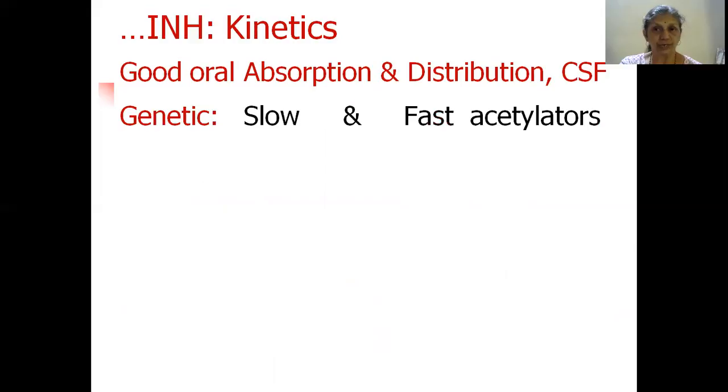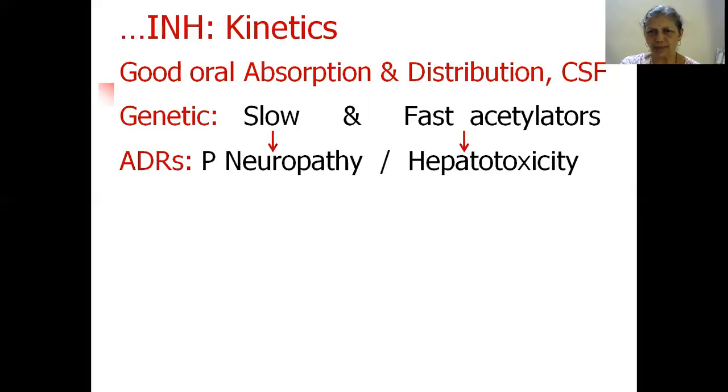INH shows good oral absorption and distribution and also very good CSF levels. So it is useful for TB meningitis. It shows a peculiar variety of slow and fast acetylators. So genetic polymorphism. 70% of Indians are slow acetylators of INH and 30% of Indians are fast acetylators of INH.